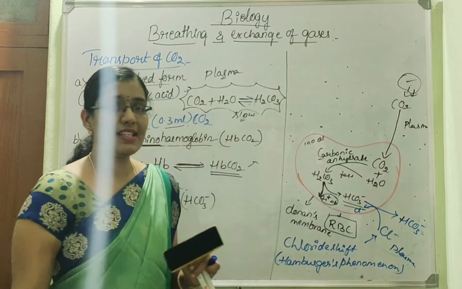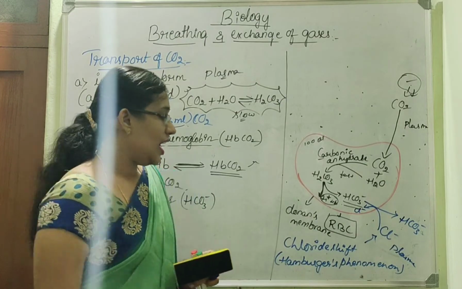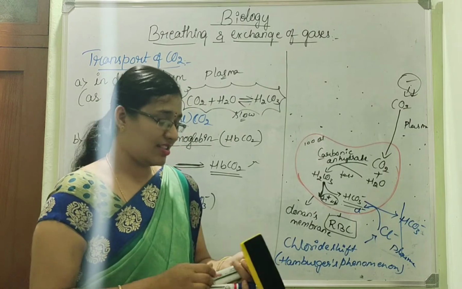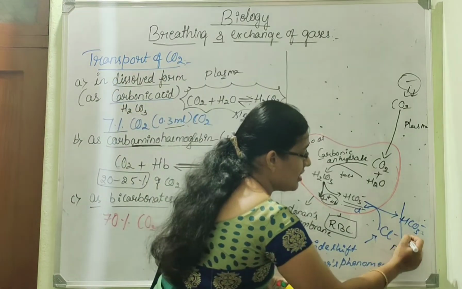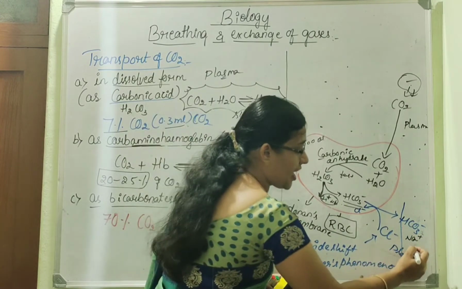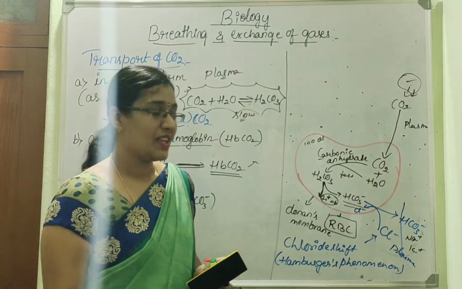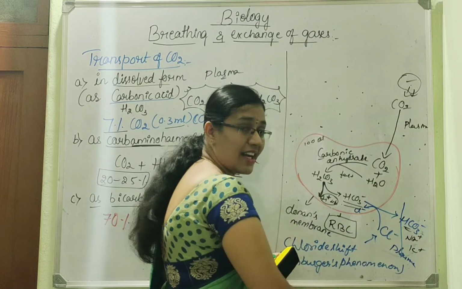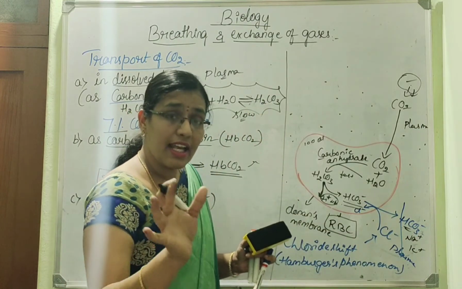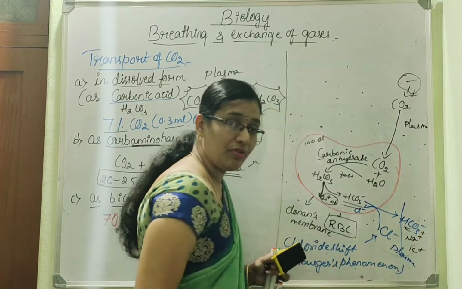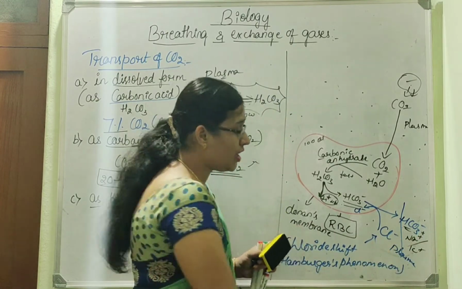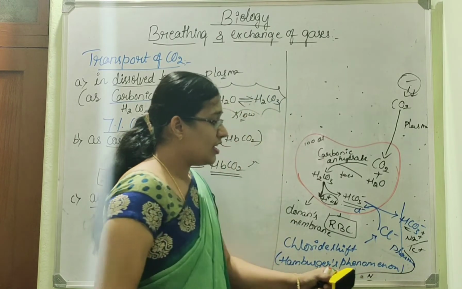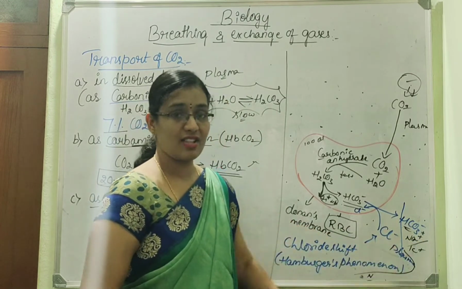So it is also called Hamburger's phenomenon. And then what happens to this HCO3? Inside the plasma there are various ions like sodium ions and potassium ions. So once the bicarbonate diffuses into the plasma, it can react and bind with either sodium ions or potassium ions, and thus may form sodium bicarbonate or potassium bicarbonate.